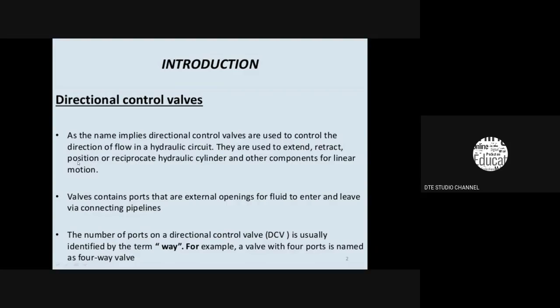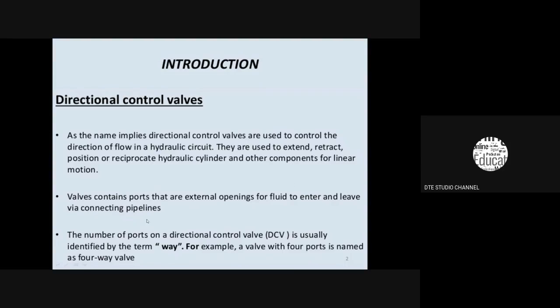By using the number of positions, the direction of flow can be changed, to reciprocate hydraulic cylinders and other components for linear motion. This is only for the linear actuator. DC valves contain a number of ports, which are external openings for fluid to enter and leave by connecting pipelines. Connection is made between the ports in the DC valve and the ends of the hydraulic cylinder by means of pipes.